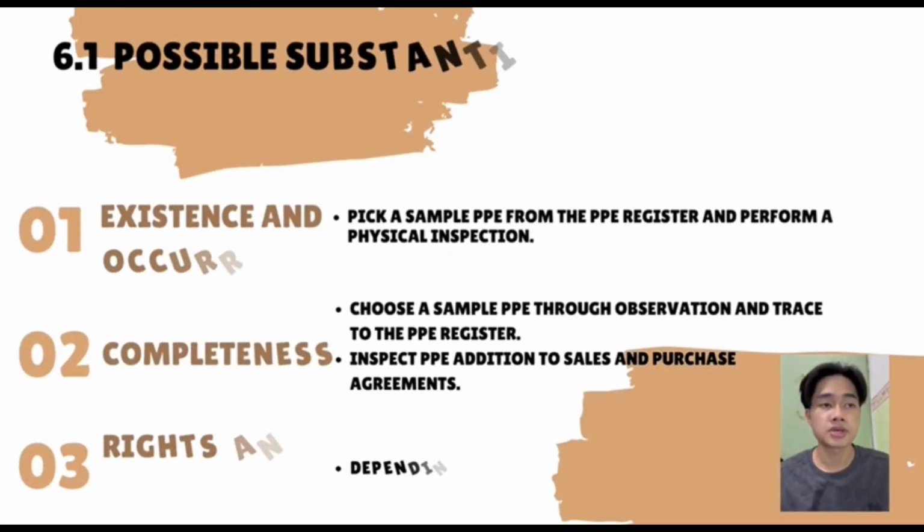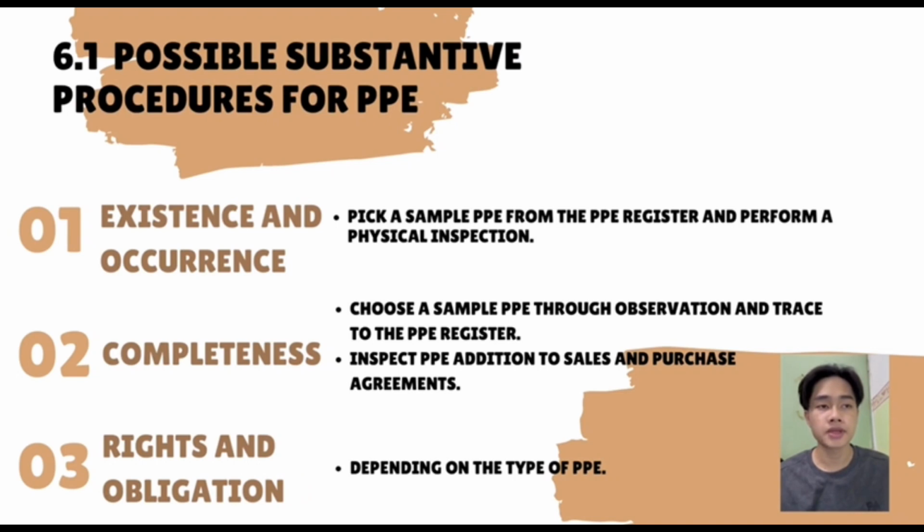Next are the possible substantive procedures for property, plant and equipment to support the assertions in the financial statement. The first assertion is existence and occurrence, in which the auditor will pick a sample PPE from the PPE register and perform a physical inspection. The second one is completeness, in which the auditor will choose a sample PPE through observation and trace to the PPE register. The auditor also will inspect PPE addition to sales and purchase agreement, and also inspect PPE additions and disposal through meetings with the management for confirmation or authorization.